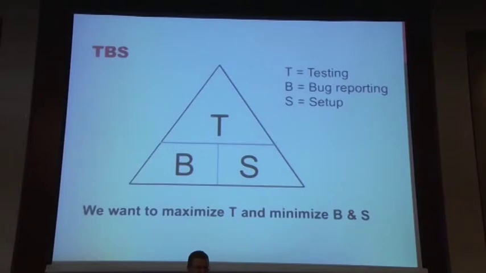Bug investigation says, okay, we found something that seems to be a problem. Do we have to take screenshots? Do we have to write little notes? Do we have to go and copy files off the device? Or can we continue testing? So it basically says you maximize T and you minimize the B and S in the testing work that we're doing.